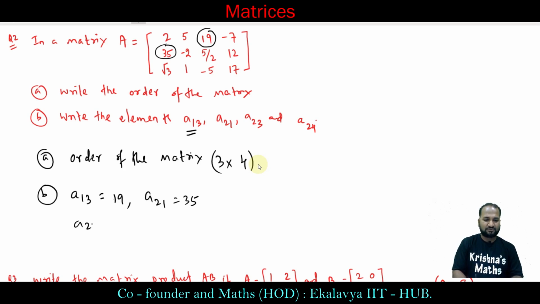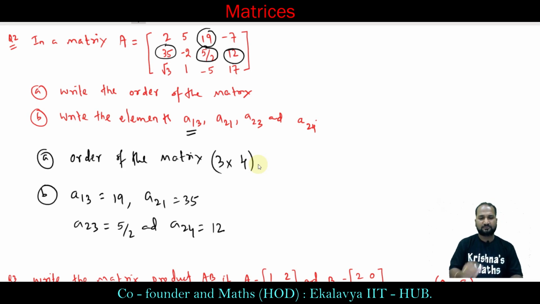Then A23, 2 second row, 3 third column. Second row third column, what is that? 5 by 2. And second row fourth column, what is second row fourth column? Second row fourth column will be 12. So this is your answer.